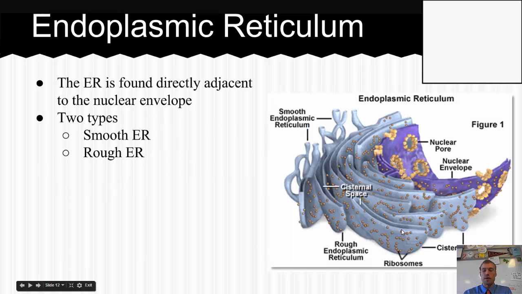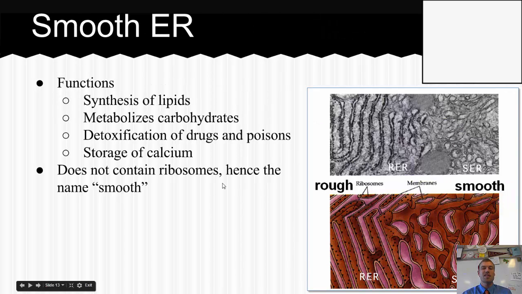So there are, again, two types of endoplasmic reticulum. It's these folded membranes, and they call them cisternae. You don't need to know that necessarily, but it is important to be able to recognize the structure. The smooth ER synthesizes lipids. It helps to metabolize carbohydrates, detoxifies some drugs and poisons, and it stores calcium in the cell. It doesn't have any ribosomes on it, which is the reason why they call it the smooth ER. So you can see what that looks like here in this picture. The rough endoplasmic reticulum, you can see, has little bumps on it. Those are the ribosomes. The smooth endoplasmic reticulum obviously doesn't.